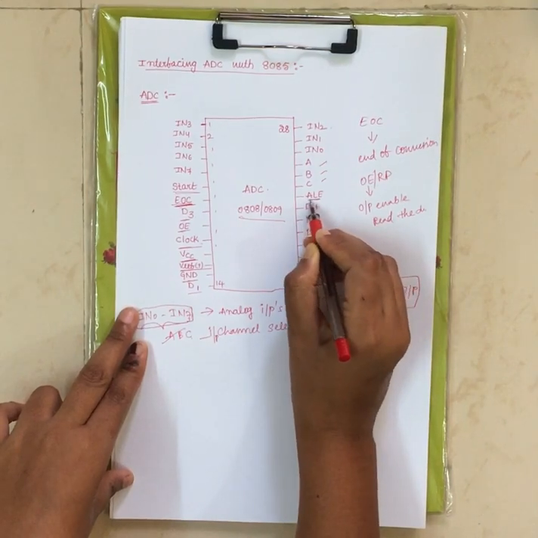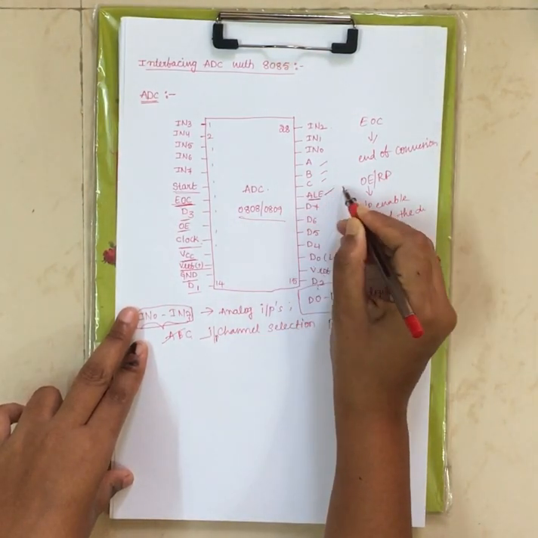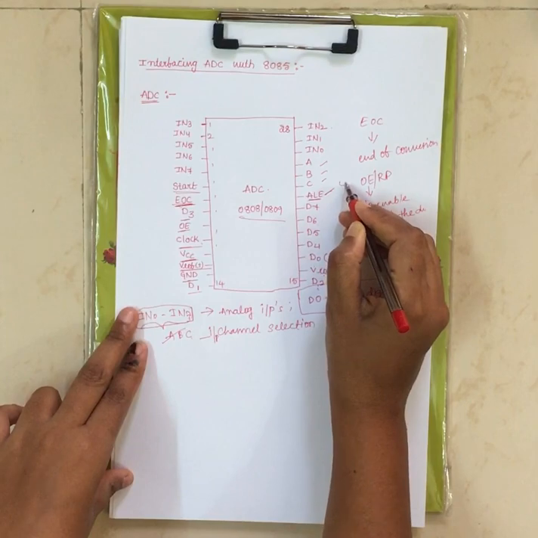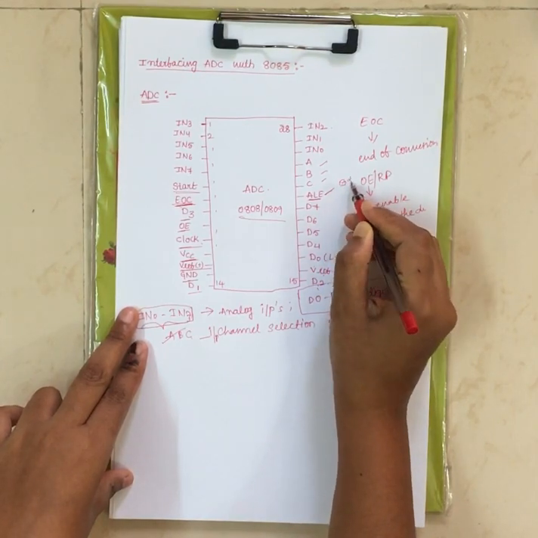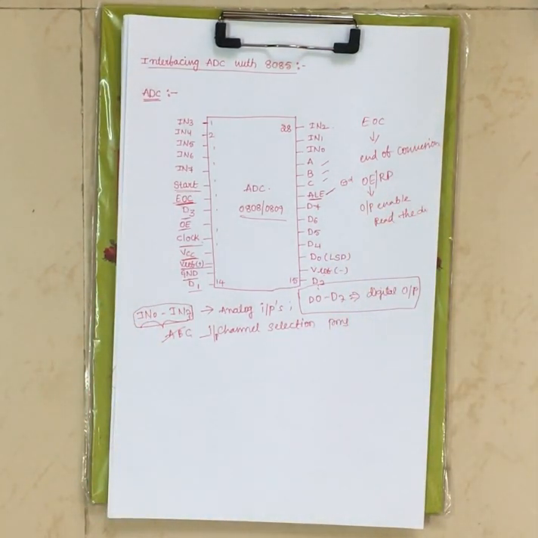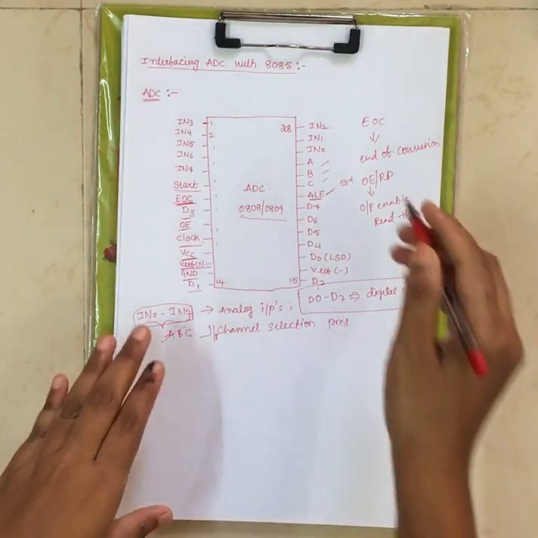And next you have address latch enable. In order to demultiplex address and data, we will use the ALE signal. For 0, the data bus is selected, and for 1, the address bus is selected.